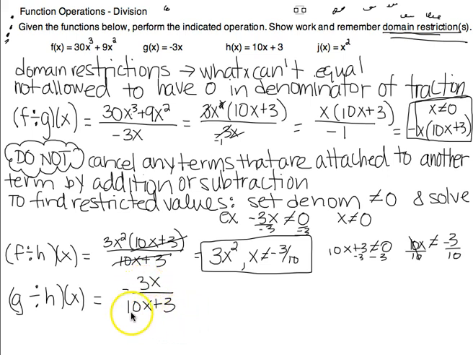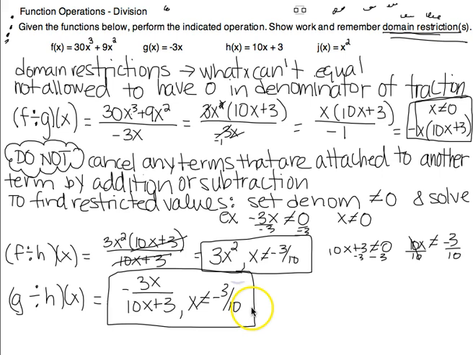We can't simplify. It has the same denominator that we had up here, which means it's going to have the same restrictions. So our final answer is our first step of work, and then we just add our restriction, and we're done.